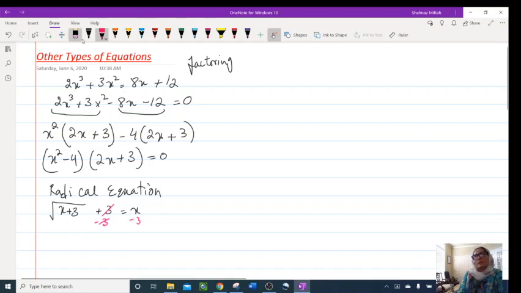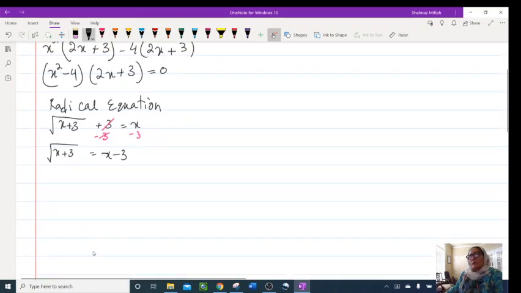So now I get the square root of x plus 3 equals x minus 3, with a negative in front. They are not like terms, so I have to keep them. Now this is what I got so far. Now how do I get rid of this square root? If you want to get rid of a square root, square it.